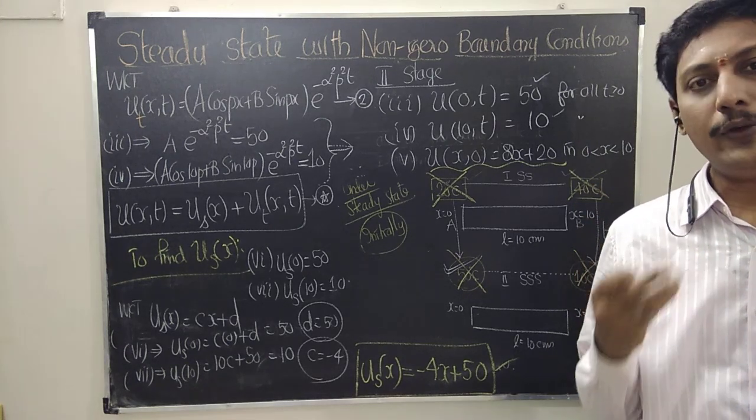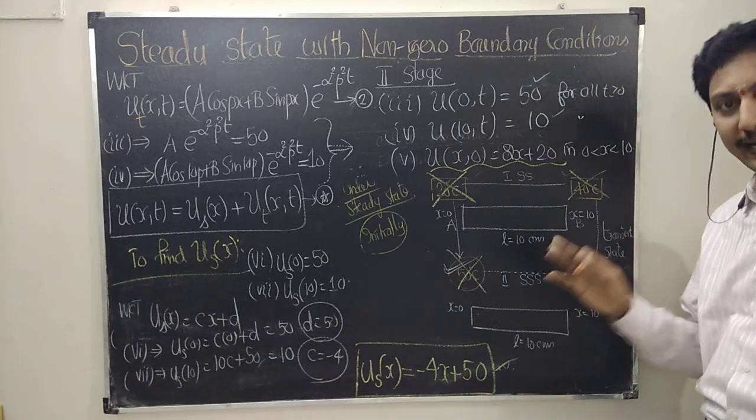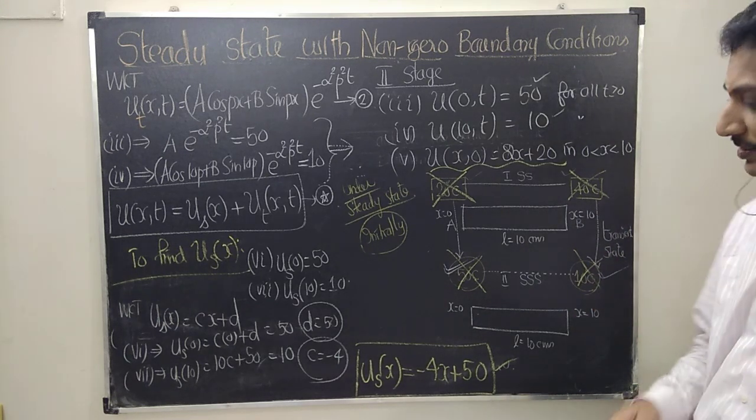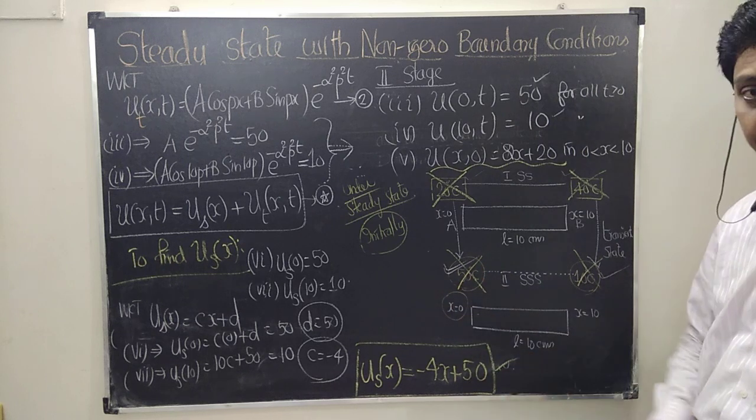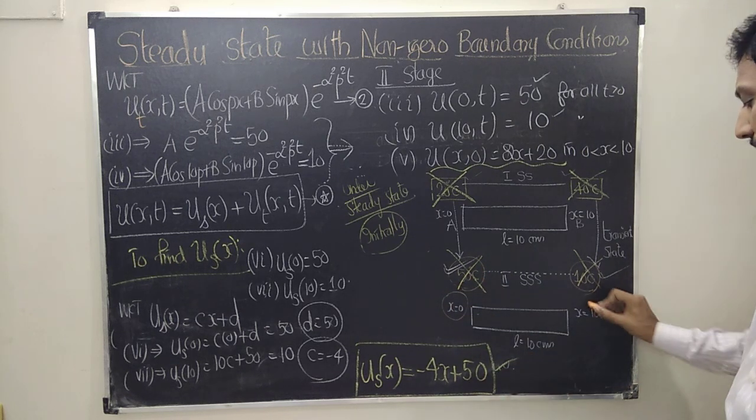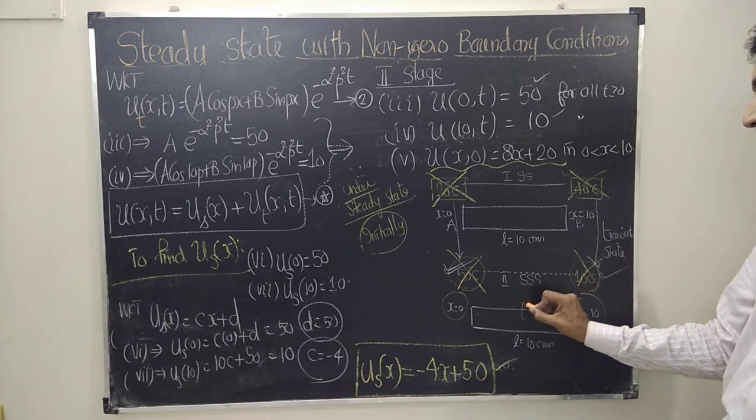Normally the boundary conditions are based on x and t. The first boundary condition is for the left end, x equal to 0. The second boundary condition is for x equal to 10. And the third boundary condition is for t equal to 0.